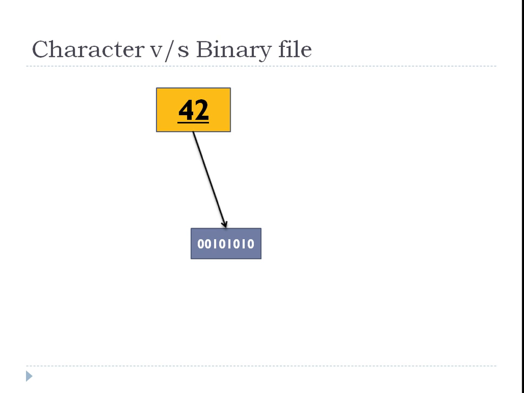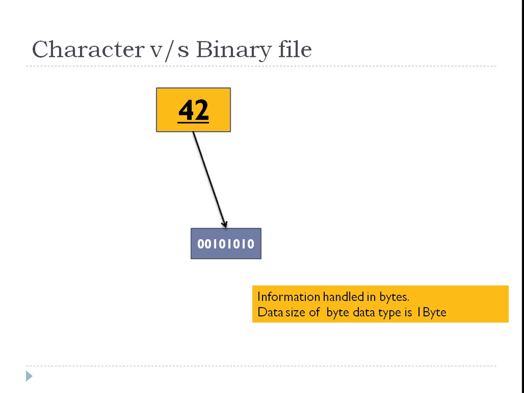So here the size of the file is 1 byte. So we can say binary files store data in a compact form. They need very little size as compared to character based files. So the question is, if binary files are so efficient, why are we using character based files?